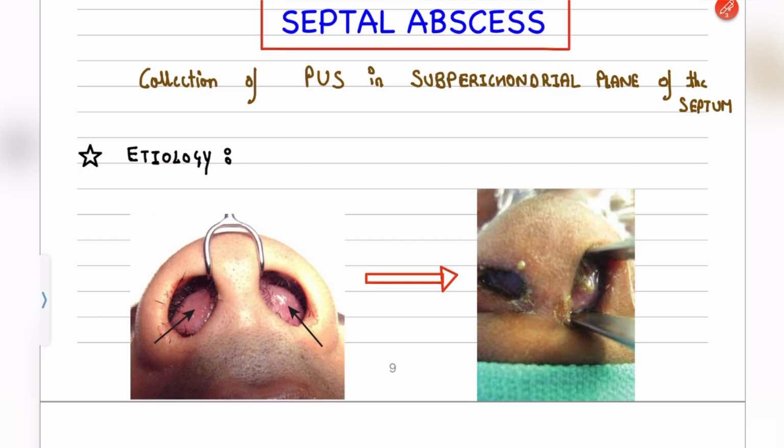So what is septal abscess? It is a collection of pus. Abscess means pus, right? In the subperichondral plane of the septum.